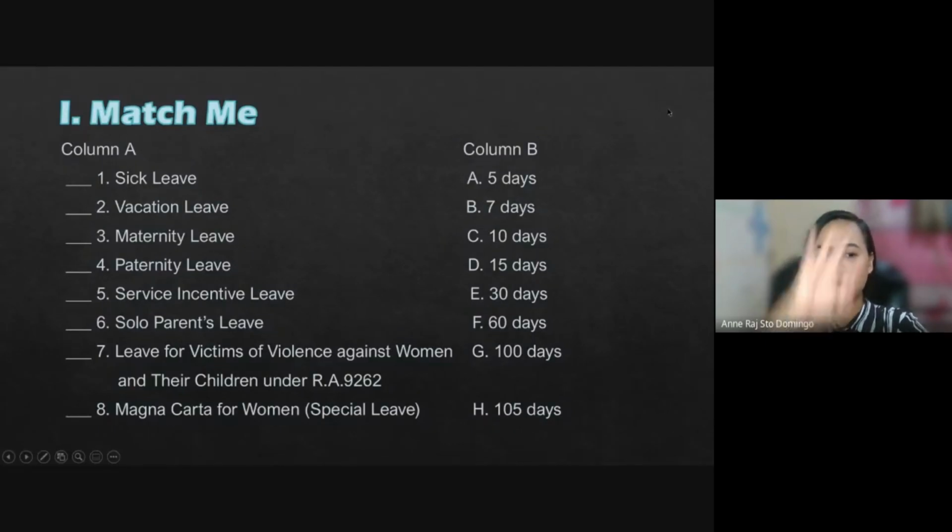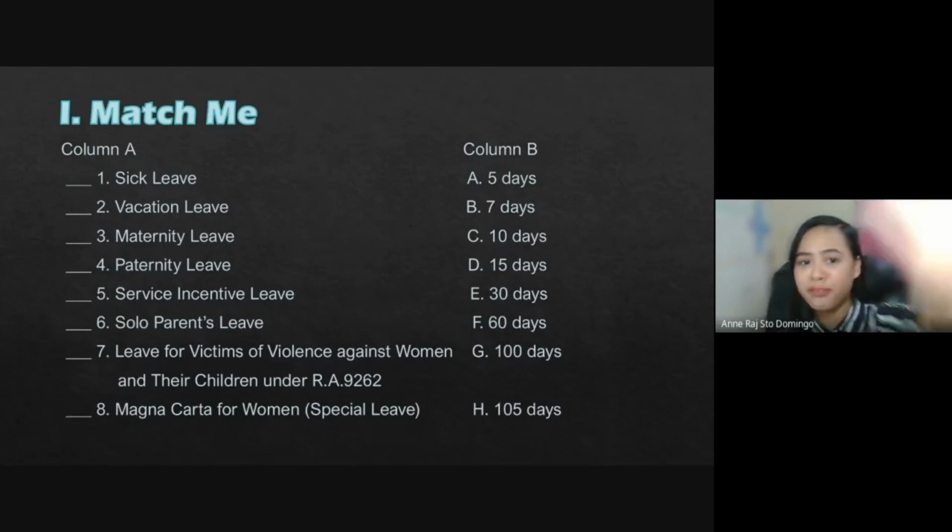Number 3, rather, maternity leave. How many days is maternity leave? According to Junabel, it's F, 60 days. According to Geraldine, Chriselle, and Carl, it's 105 days. The 60 days is the minimum and the 105 is the maximum. We will accept both because it was not specified whether minimum or maximum. So, we accept both F and H. These are both correct. Thank you, guys. Very good.